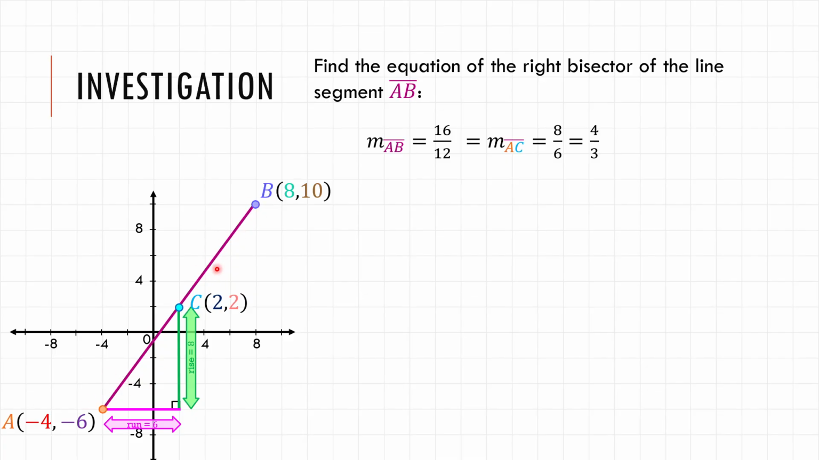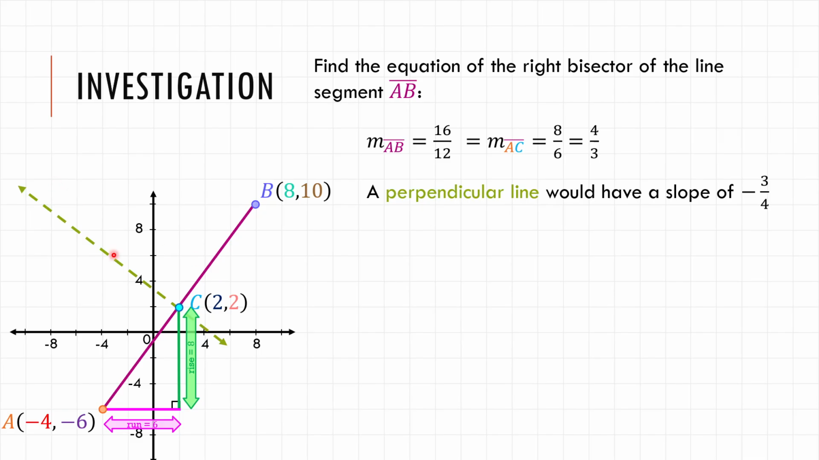And what this implies is that a perpendicular line would have a slope of 3 over 4. That's the reciprocal, and negative. And that line would kind of look like that. Right? So if the rise was 8 and the run was 6 here, we're going to flip those two around. And that would imply that the rise is negative 6 over here, and the run is positive 8.